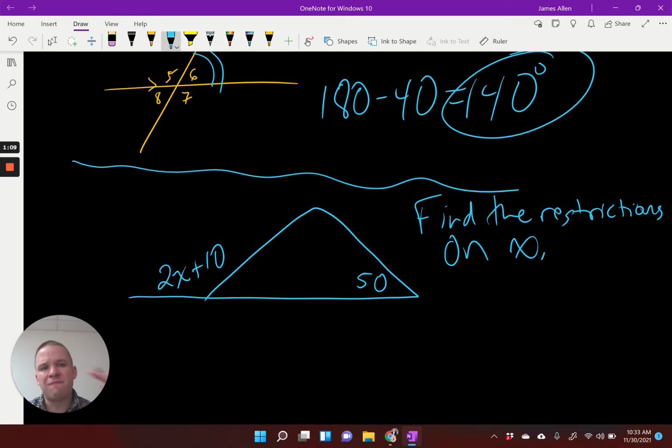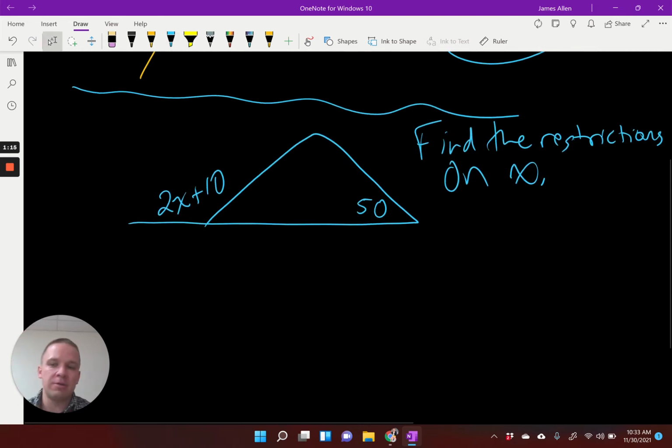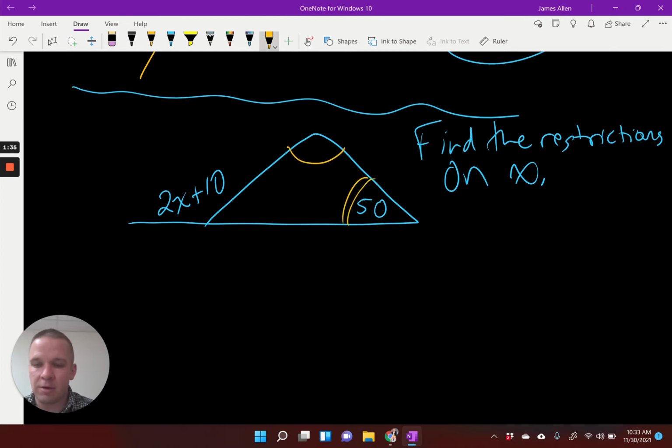All right, this next one here. Find the restrictions on x. Sorry, it's a little sloppy. I'm trying to move fast. All right, so we got our triangle here. A lot of you came with questions already on this type of problem, so why not address it here? This is the exterior angle triangle inequality theorem. I know that that exterior angle has to be bigger than either remote interior angle. It's got to be bigger than this one, and it's got to be bigger than that one, right? I have information about that bottom right one.